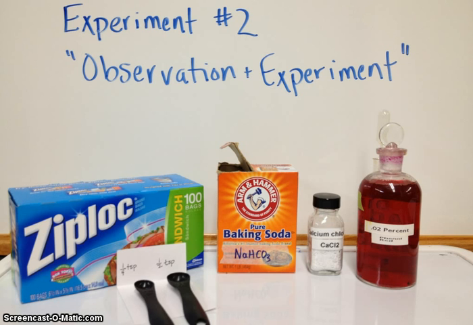Experiment number 2, Observation and Experiment. This video is meant to summarize the procedures and the modifications to the procedures for this experiment. When three substances, solid calcium chloride, solid sodium bicarbonate, and a solution of phenol red in water are mixed in a closed container, a complex series of changes is observed.